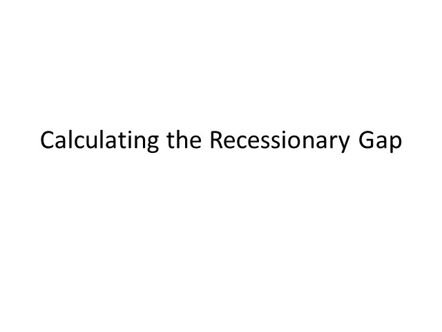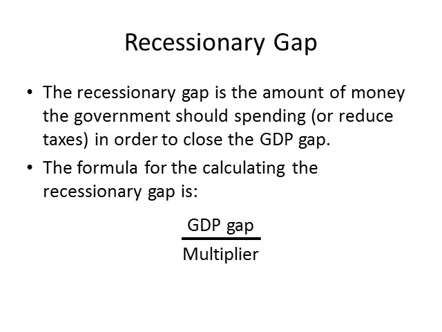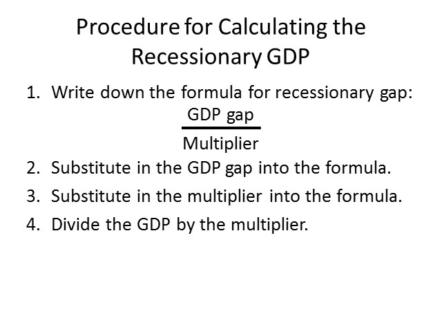In this short tutorial, we will figure out how to calculate the recessionary gap. The recessionary gap is the amount of money that the government should spend or reduce in taxes in order to close the GDP gap. The formula for calculating the recessionary gap is GDP gap divided by the multiplier.